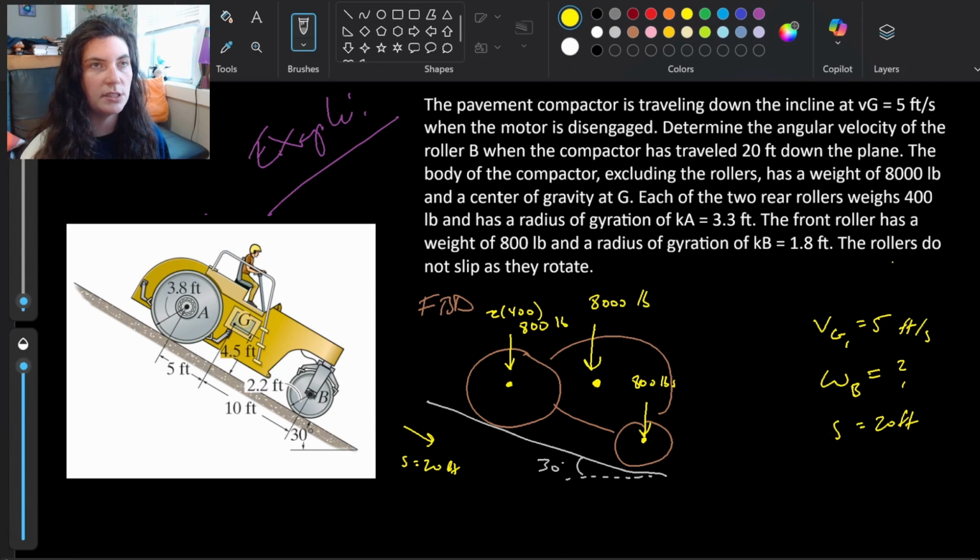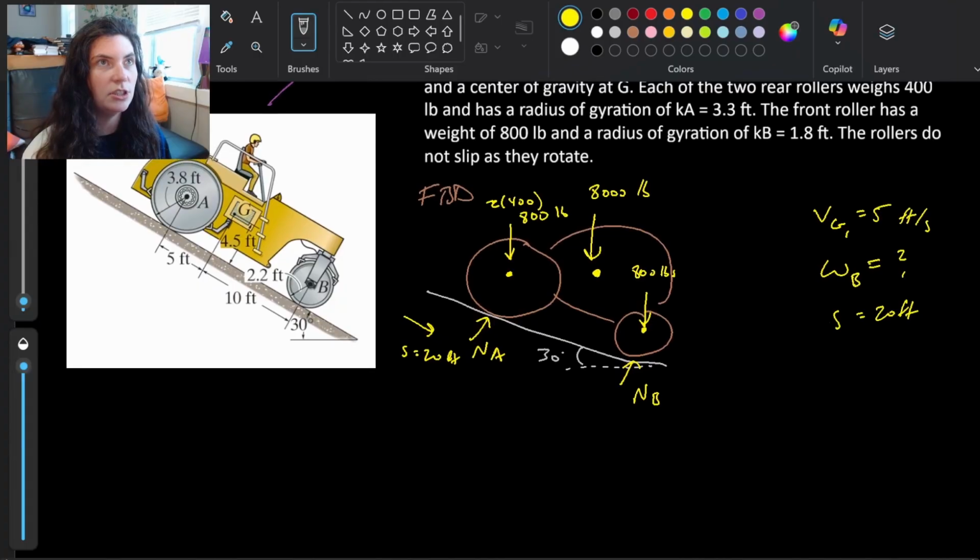And then the rollers do not slip as they rotate, so there's no friction there. And we know that because these wheels are on the ground, there is a normal force at A, and a normal force at B. So now that we have that set up, we say, okay, I have an initial velocity. I want to know a final angular velocity. I only have weight forces that are doing any work. So those are all conservative forces, which means there are no non-conservative forces, and we can use conservation of energy, right? So we're going to go ahead and use our conservation of energy equation.